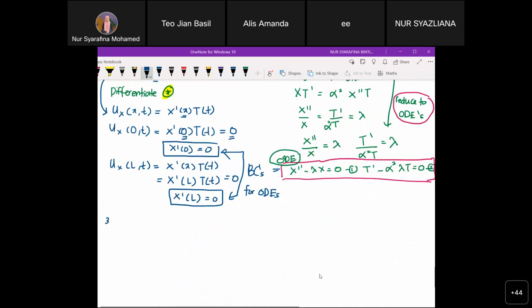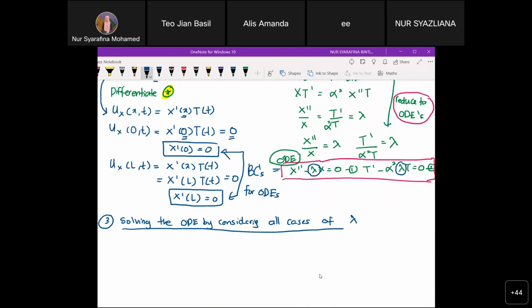Because we need to find, okay, solving the ODE by considering all cases of lambda, because we have a lambda value there. So we need to solve this ODE, this function, by considering all cases of lambda. Okay, so let's proceed. Case 1, where lambda equals 0.